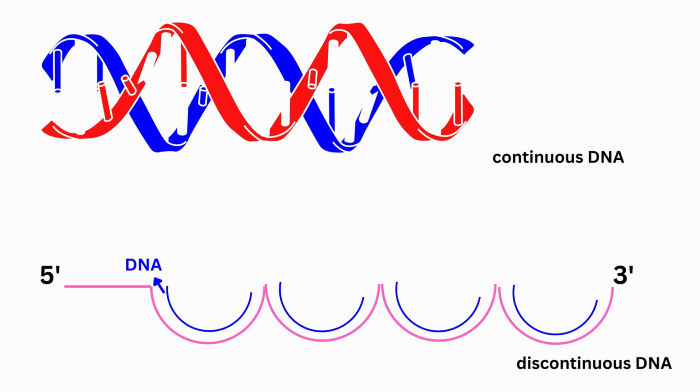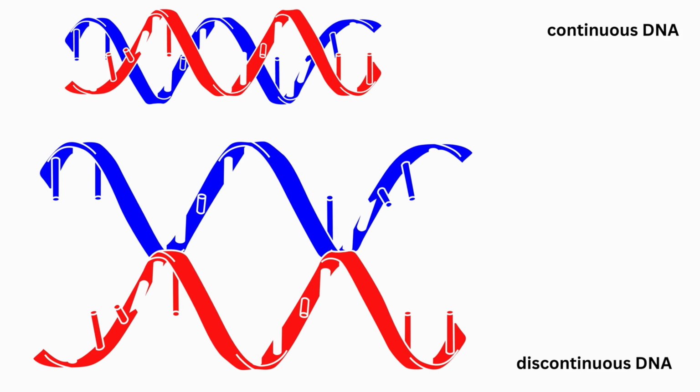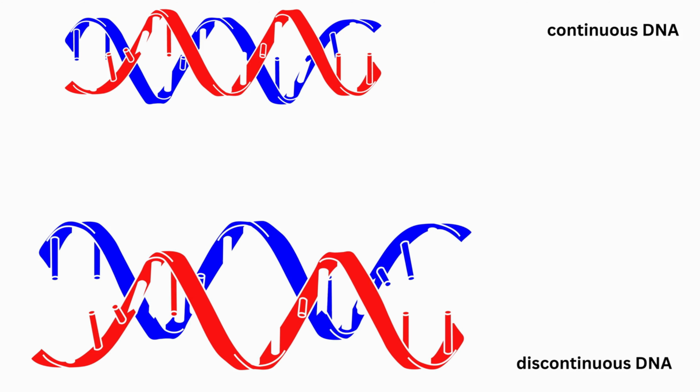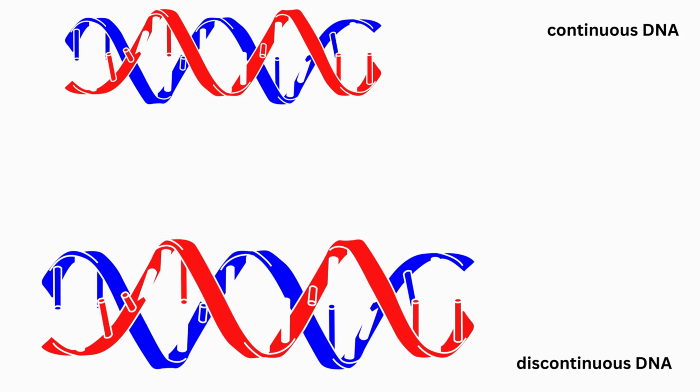In order to join all of these fragments, we have an enzyme called DNA ligase, which performs the function of ligating or joining all of these Okazaki fragments with one another. Once DNA ligase joins all of these Okazaki fragments, the lagging strand has also completed its DNA replication. So this is how DNA replication occurs.